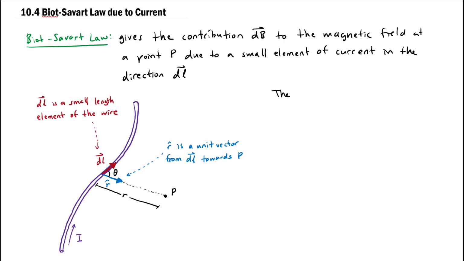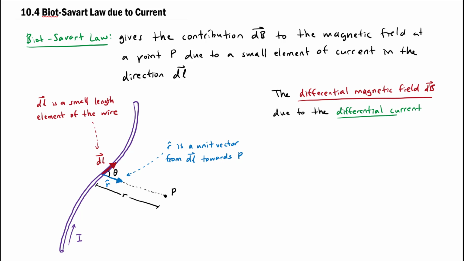So the differential magnetic field dB due to the differential current element I dl, so there's a current carrying wire, so there's a current element, is defined as follows. So this is the Biot-Savart law. It says that dB is equal to mu naught over 4 pi times I dl crossed with r hat over r squared.